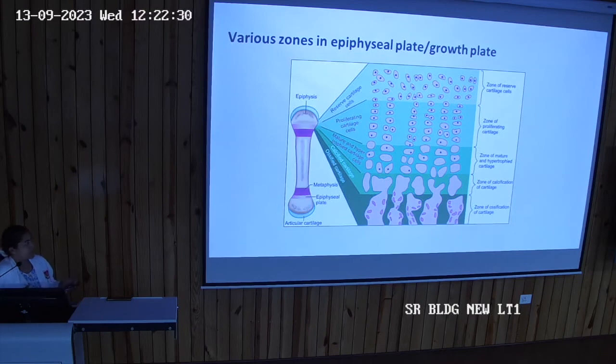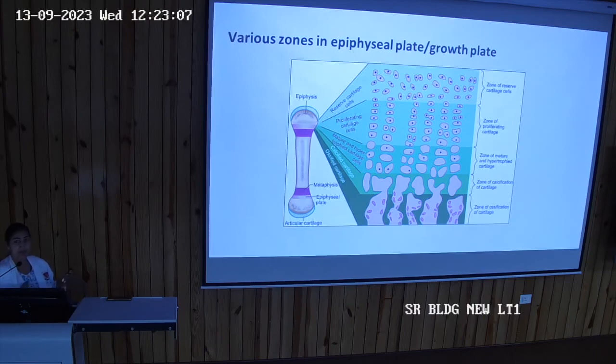Next is the zone of mature and hypertrophied cartilage. Now the cells are getting matured. When the cartilage cells mature and hypertrophy, you can see the lacunae present. Now the cartilage cells are getting removed. After this zone is the calcification. When the calcium deposition occurs, the cartilage cells will be removed, and in the last zone, the ossification, this calcified area will start forming. That means the osteoblasts will take the place of these cartilage cells. So cartilage cells get removed in this zone of calcification.